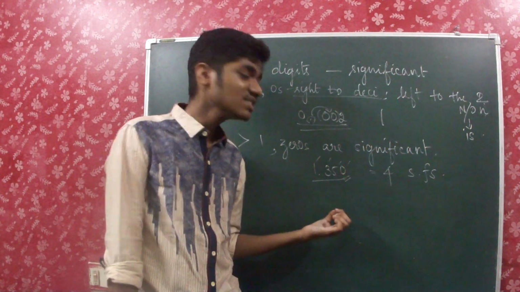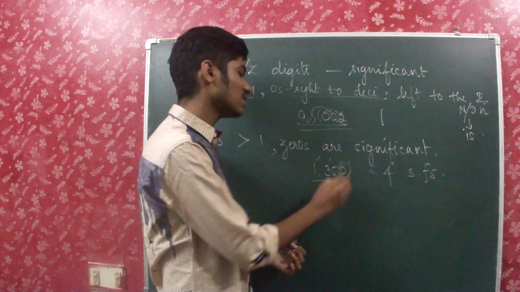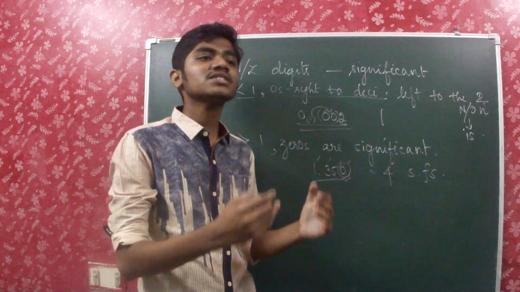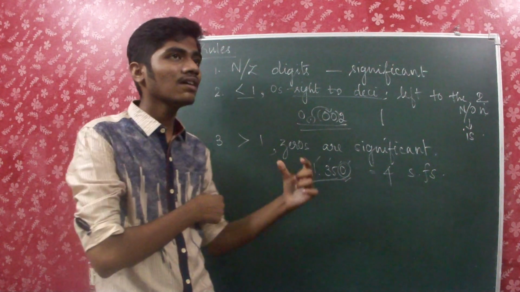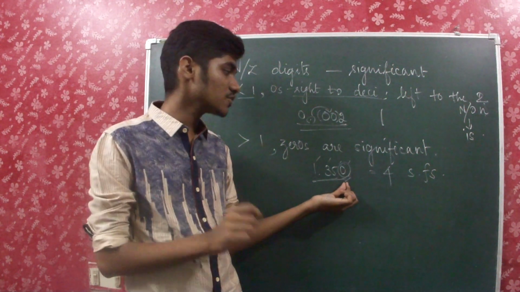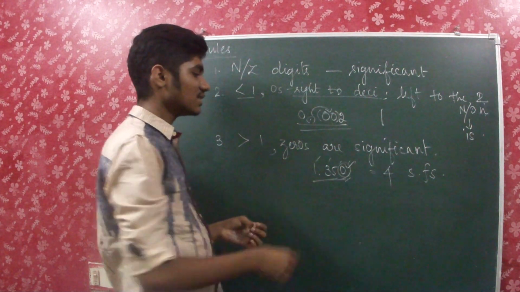Okay, can you tell me which is the uncertain digit here? 0 is the uncertain digit and all the other 3 are certain digits, because this may change measurement after measurement, but these 3 hopefully don't change. But this will change for sure. So this is the uncertain digit and these are the certain digits.